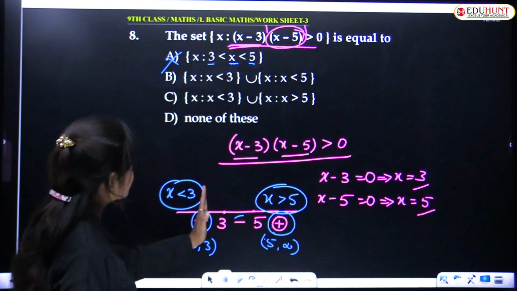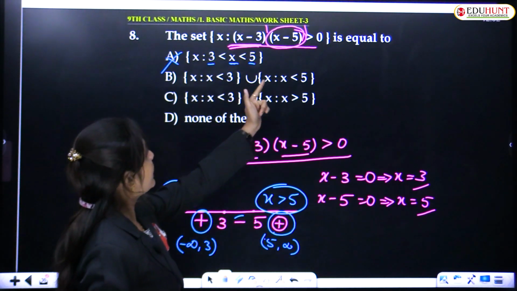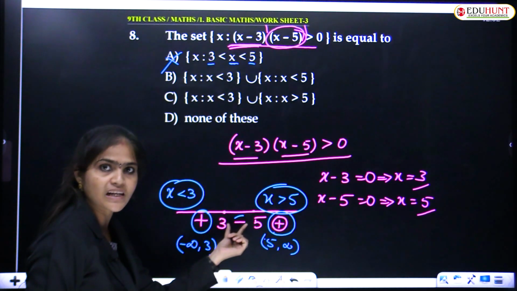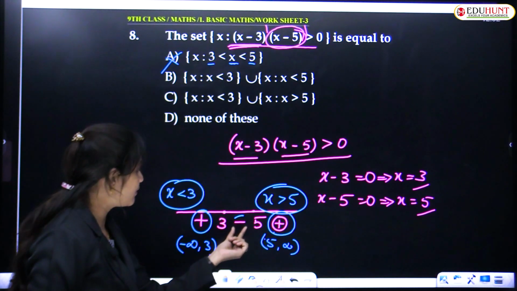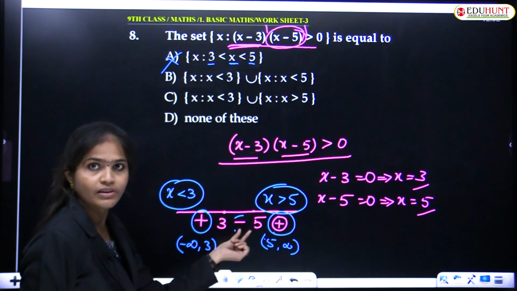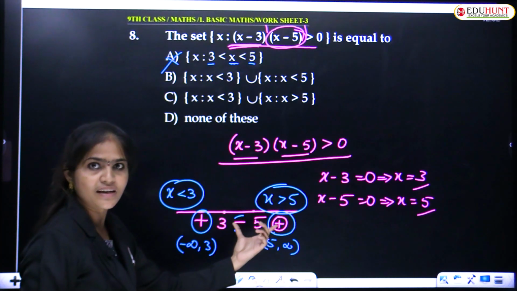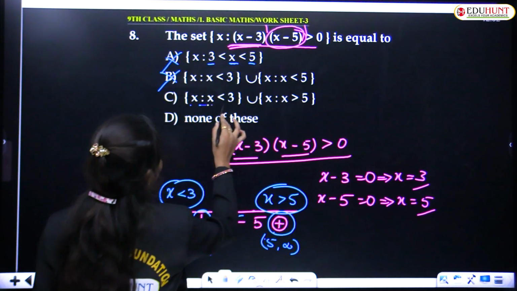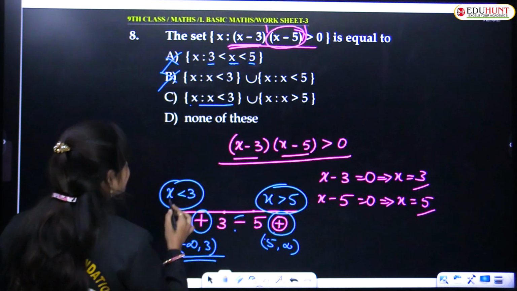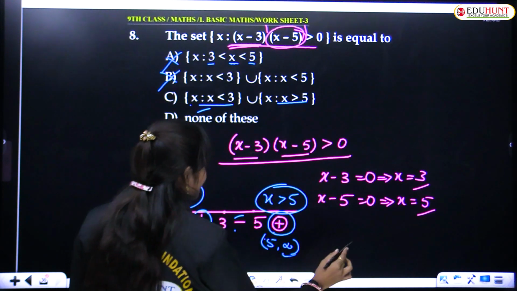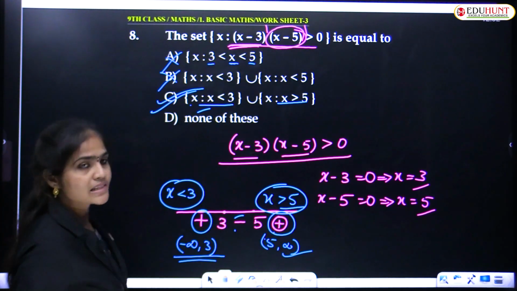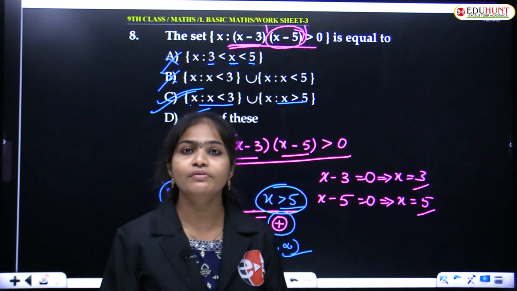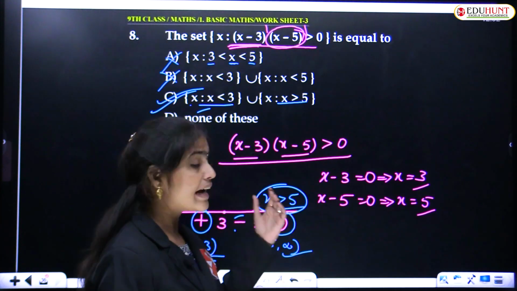And the next one, x is less than 3 is satisfying, and x is less than 5 means 4 also will come. But here 4 is not there, and in between we have the negative interval, not the positive interval. So we should not take the 3 to 5 interval. So that's why this is also wrong. So what is the next one? x such that x is less than 3 or x is greater than 5. Option C is correct.